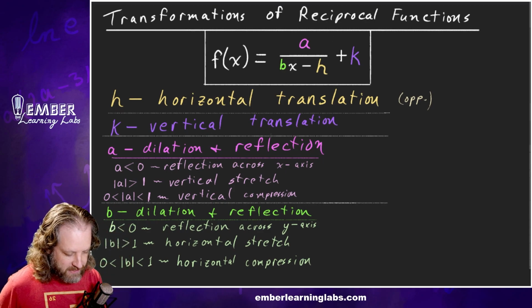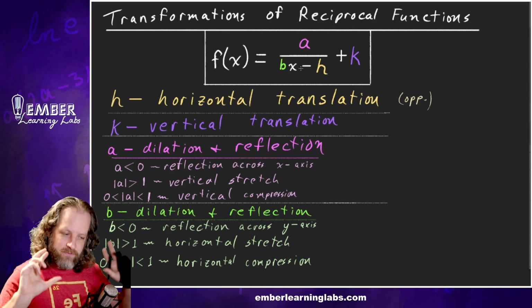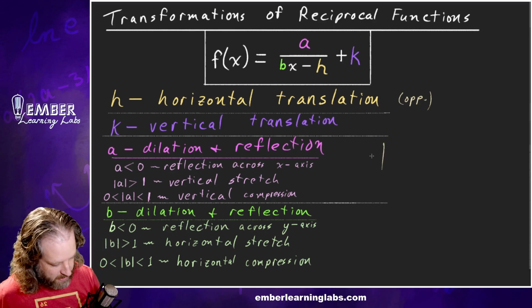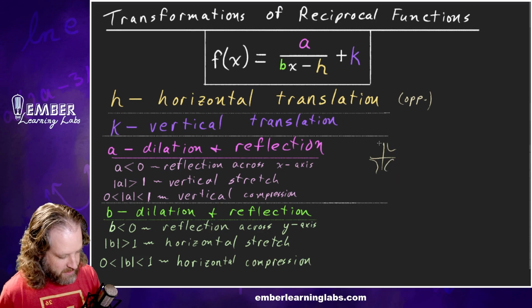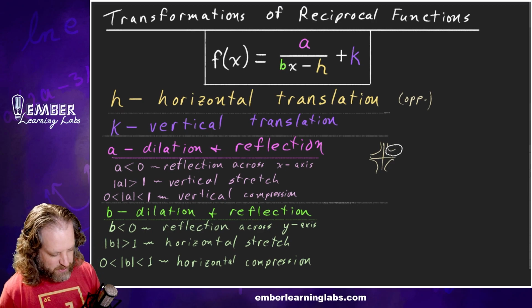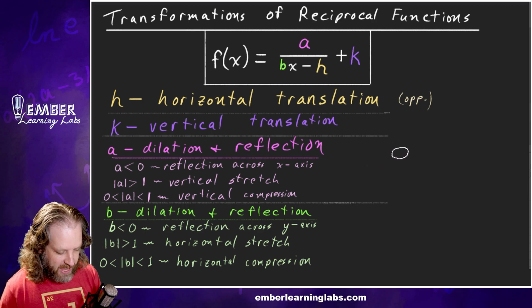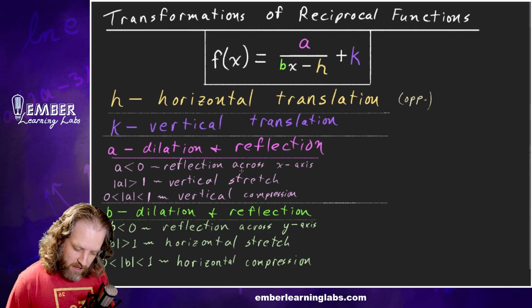For the A, this is kind of that typical A that we're used to looking at. If it's negative, then it flips down. So instead of being like this, it's now like this. I've drawn too many things, right? We'll see some examples here in a second. And the A, since it's outside the parentheses, is all of what we'd expect.